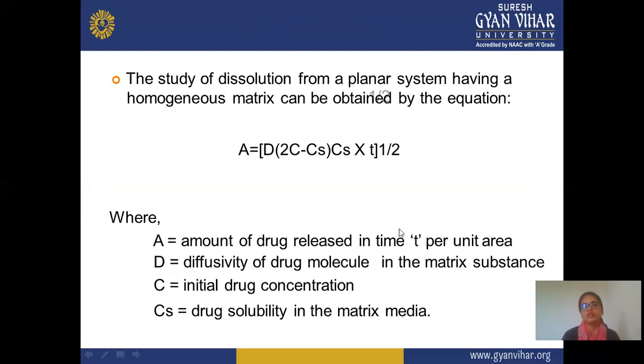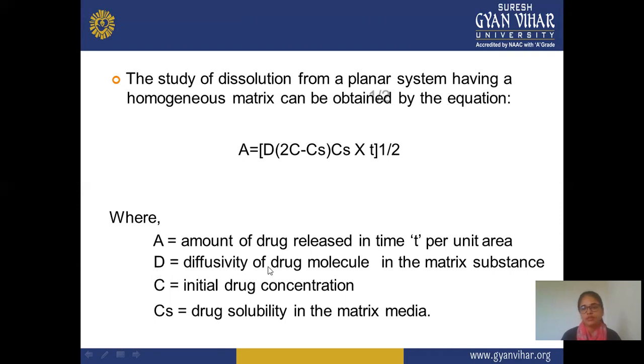And in this, the study of dissolution from a planar system having a homogeneous matrix can be described by the equation. Means if you check the dissolution study of a tablet in a planar system or homogeneous matrix, then this equation applies: A equals the square root of D into (2C minus Cs) into Cs into t, where A is the amount of drug released in time t per unit area. Means it shows how much drug is released in a particular time period per unit area.